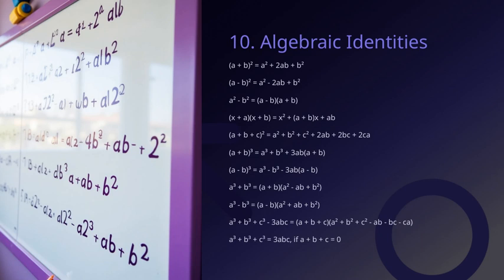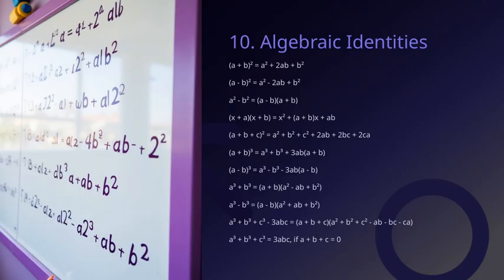Moving on, when we multiply two binomials like (x plus a)(x plus b), the expansion results in x squared plus the sum of a and b times x, plus the product of a and b. Now consider the square of a trinomial, (a plus b plus c) squared. When expanded, it becomes the sum of the squares of a, b and c plus twice the pairwise products, 2ab, 2bc, and 2ca. Similarly, the cube of a binomial, (a plus b) cubed, expands to a cubed plus b cubed plus 3ab times (a plus b).